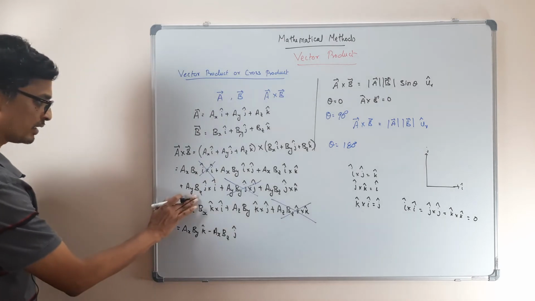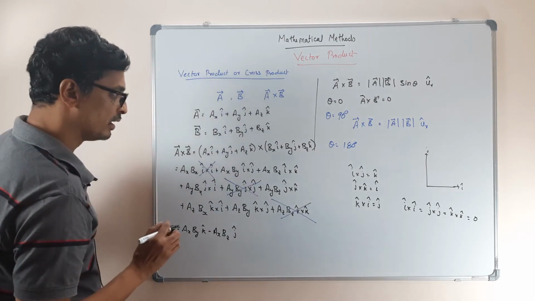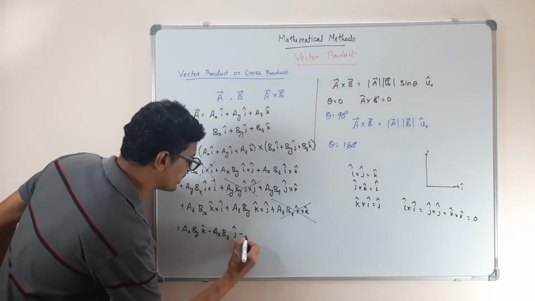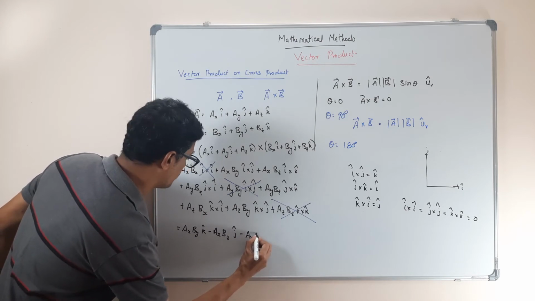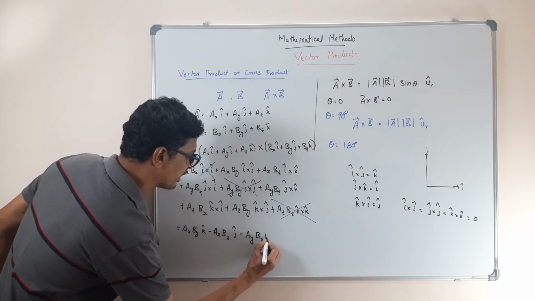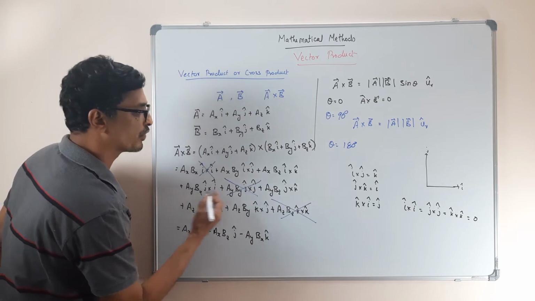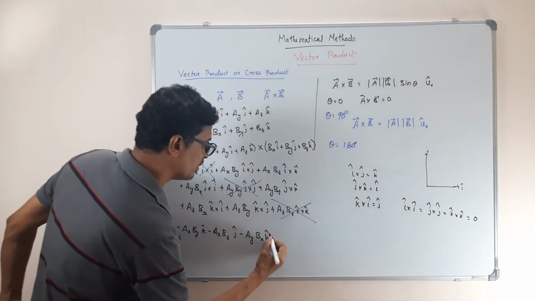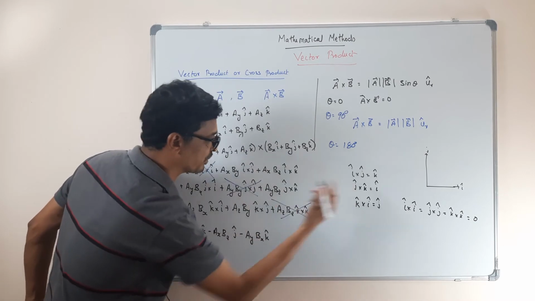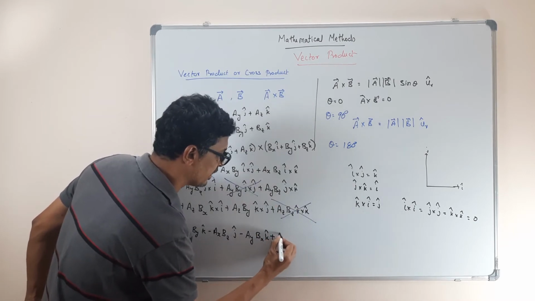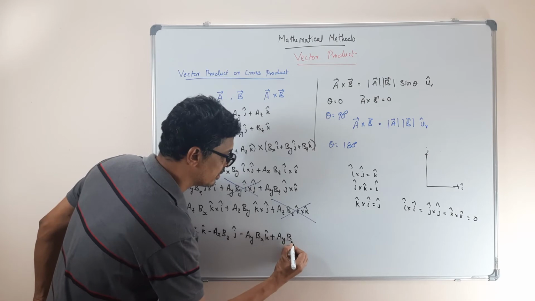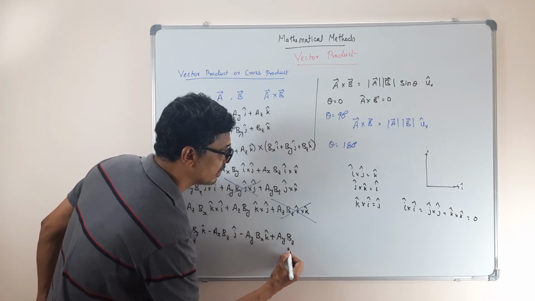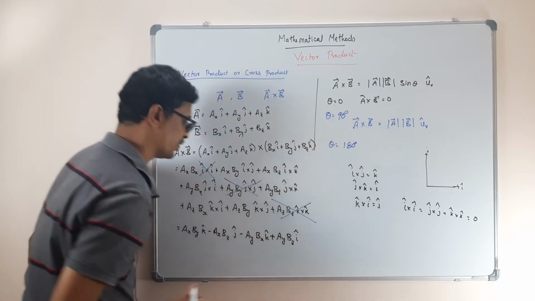Tell me what about this? Minus AY BX k cap, because j cross i is minus k. And tell me what about this one? j cross k is positive, plus AY BZ i cap. Very good.